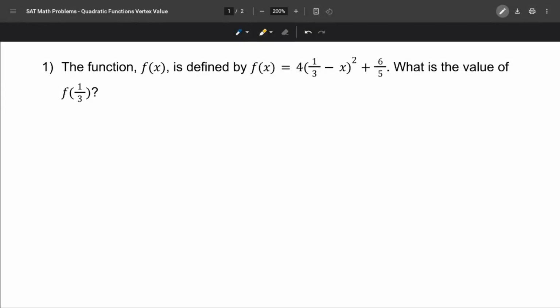In this video, we're dealing with SAT math problems where we have to find the value of the vertex. The function for the quadratic is written in vertex form, and it's actually pretty easy. So let's dive into it. Let's look at problem number 1.